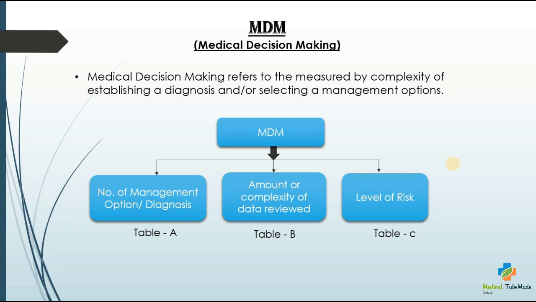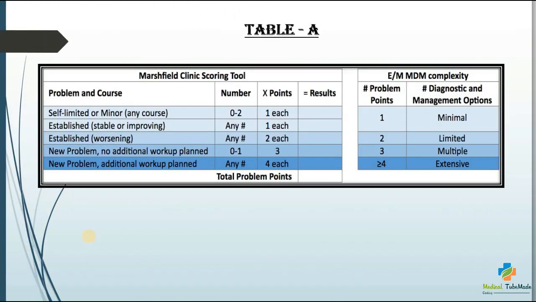So while counting in MDM, medical decision making in evaluation and management, there are a total of 3 tables, and on the basis of these 3 tables we have to decide the MDM level. And MDM is a very important key component of evaluation and management. So guys, this is table A. Table A means diagnostics and management option table, sometimes called the problem table also.